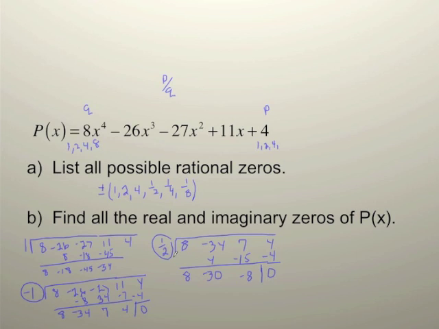Now this is 8x squared minus 30x minus 8. And that equals 0. I'm going to see if I can factor it. First thing I'm going to do is take a 2 out. And that will give me 4x squared minus 15x minus 4 equals 0. And now I'm going to try to factor that.